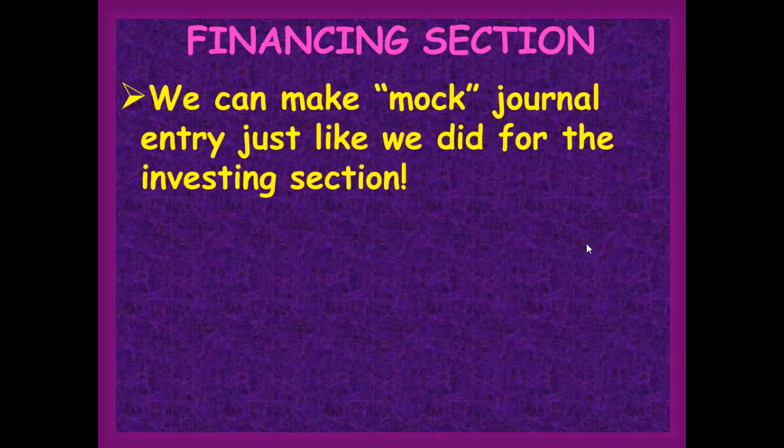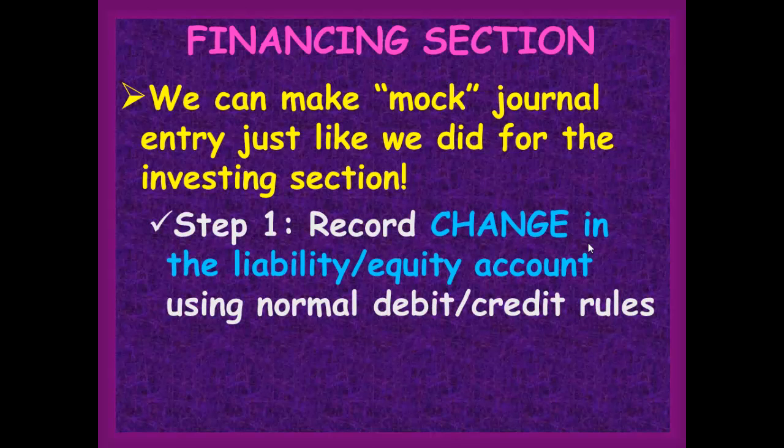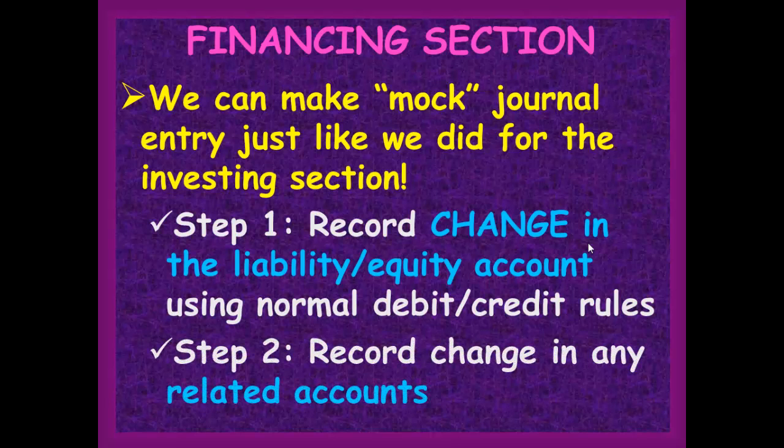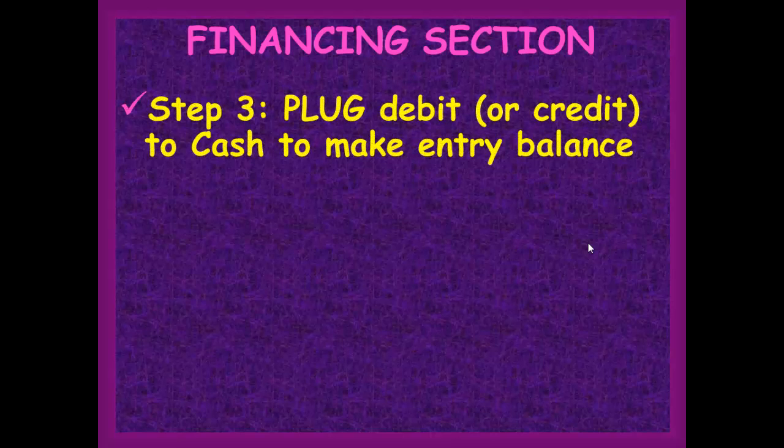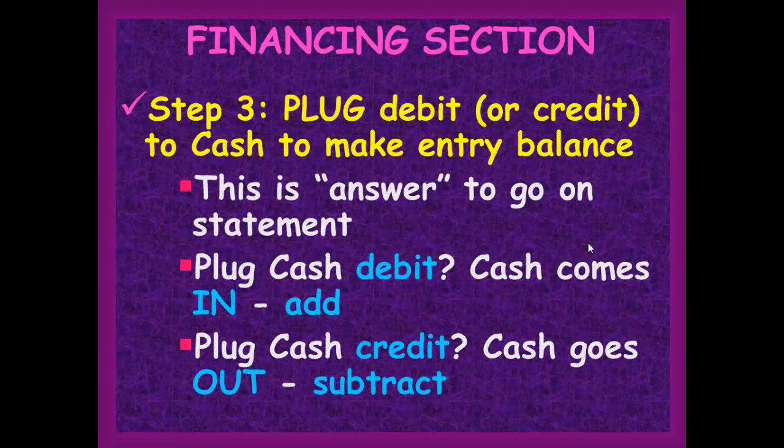I'm going to do the mock journal entry just like last time. Again, strictly optional. It's a tool to help you. But now we're going to record the change in the equity account or in that long-term liability account, be it notes payable, bonds payable, common stock, and so forth, using the normal debit and credit rules. If we have any related accounts, we'll pick those up also. And then step 3 still is plug cash, whatever it takes to make it balance. It is our whole purpose for doing this. If we find ourselves plugging a debit to cash, that means cash comes in. We're going to add that. If we find ourselves plugging a credit to cash, that means cash is going out.